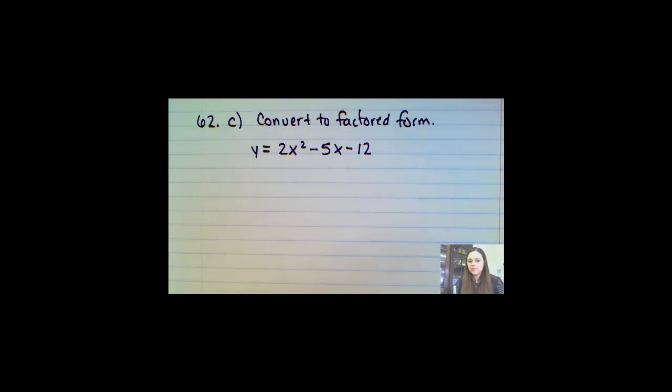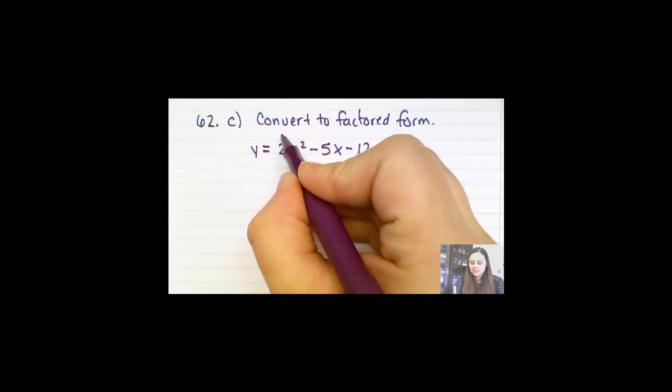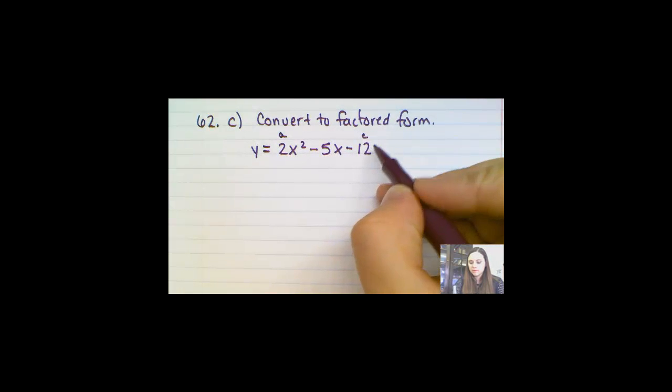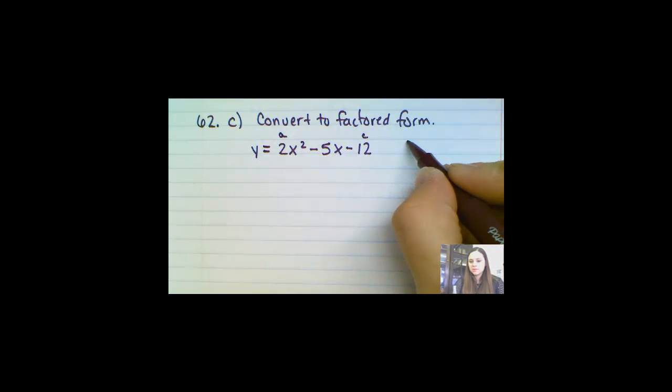Number 62C on the review tells us to convert our equation into factored form. So to factor, since there's the 2 in front of the x squared, I'm going to factor this by grouping. I'm going to start by multiplying my a times my c. So the a is the 2 and the c is the negative 12. And 2 times negative 12 is negative 24.